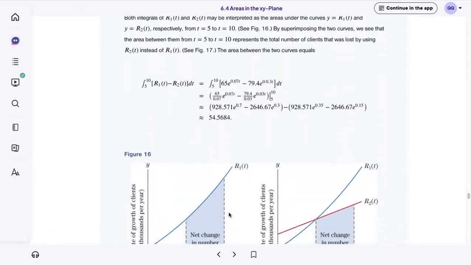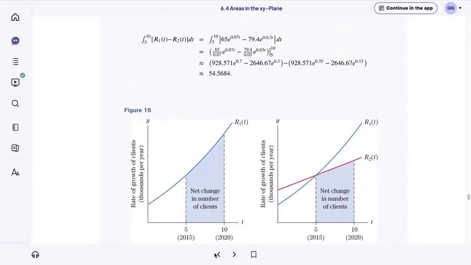Because we want to find the change, the difference in between, we just subtract: R1 of t minus R2 of t. Sometimes we do R2 minus R1 if we don't have the graph. If we have the graph, we graph these too. We see from 0 to 5, R2 of t beats R1 of t, but from 5 to 10, R1 of t beats R2 of t. That's why we use R1 minus R2.